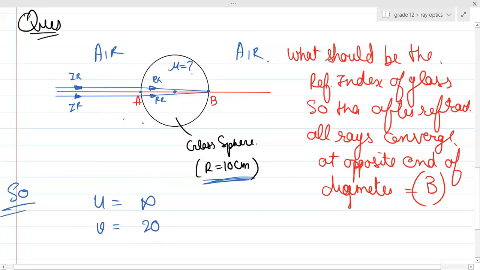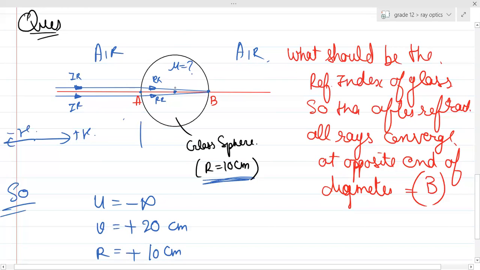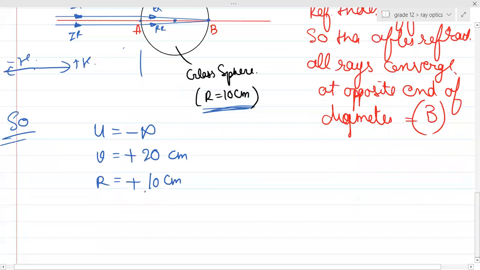And plus or minus convention. Let's say here it is positive, here it is negative. Let's say u is minus infinity and v is plus 20. Is it clear? Now, what is the radius? 10 centimeter, and is it plus or minus? Plus. Why plus? Because can you see the curvature is towards right? So hence the radius will be towards right. Yes or no? So u is done, v is done, r is done.